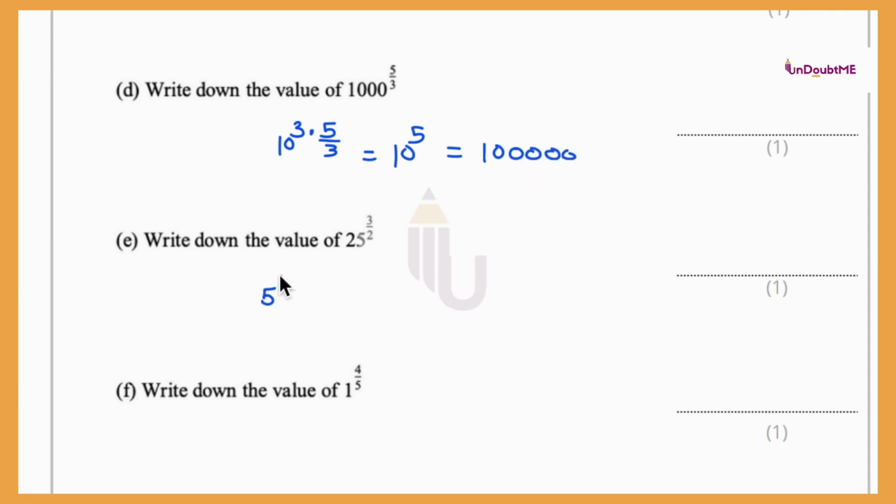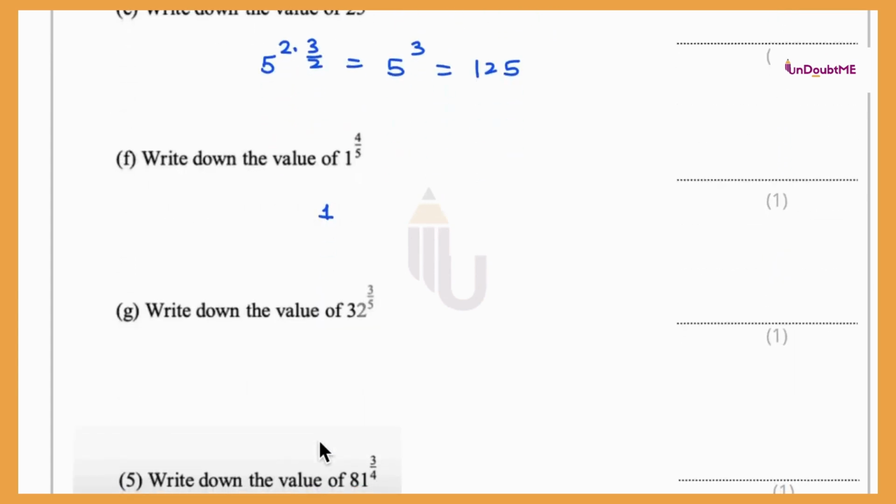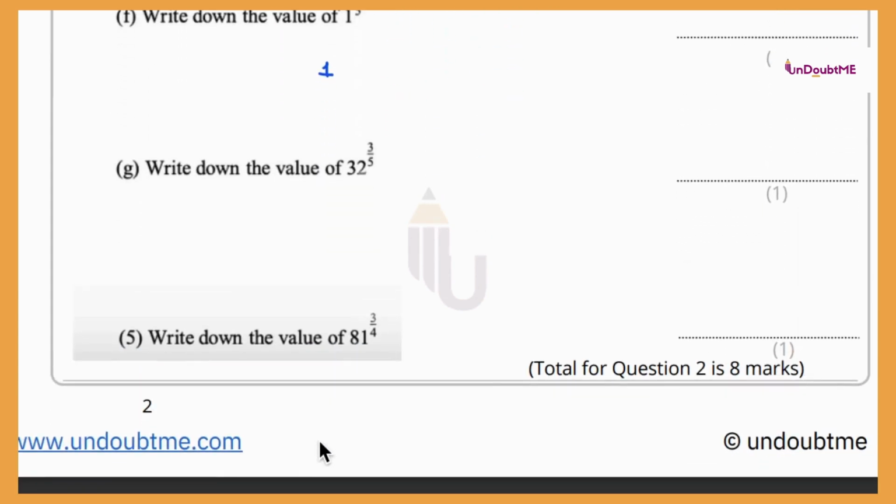25 will be written as 5 to the power 2, to the power 3 by 2. It will be 5 cube, that is 125. 1 to any power will be 1 only, so no need to think anything else. Coming to the next two questions. 32 to the power 3 by 5. 32 is 2 to the power 5, to the power 3 by 5. 5 and 5 will get cancelled. It will be 2 cube.